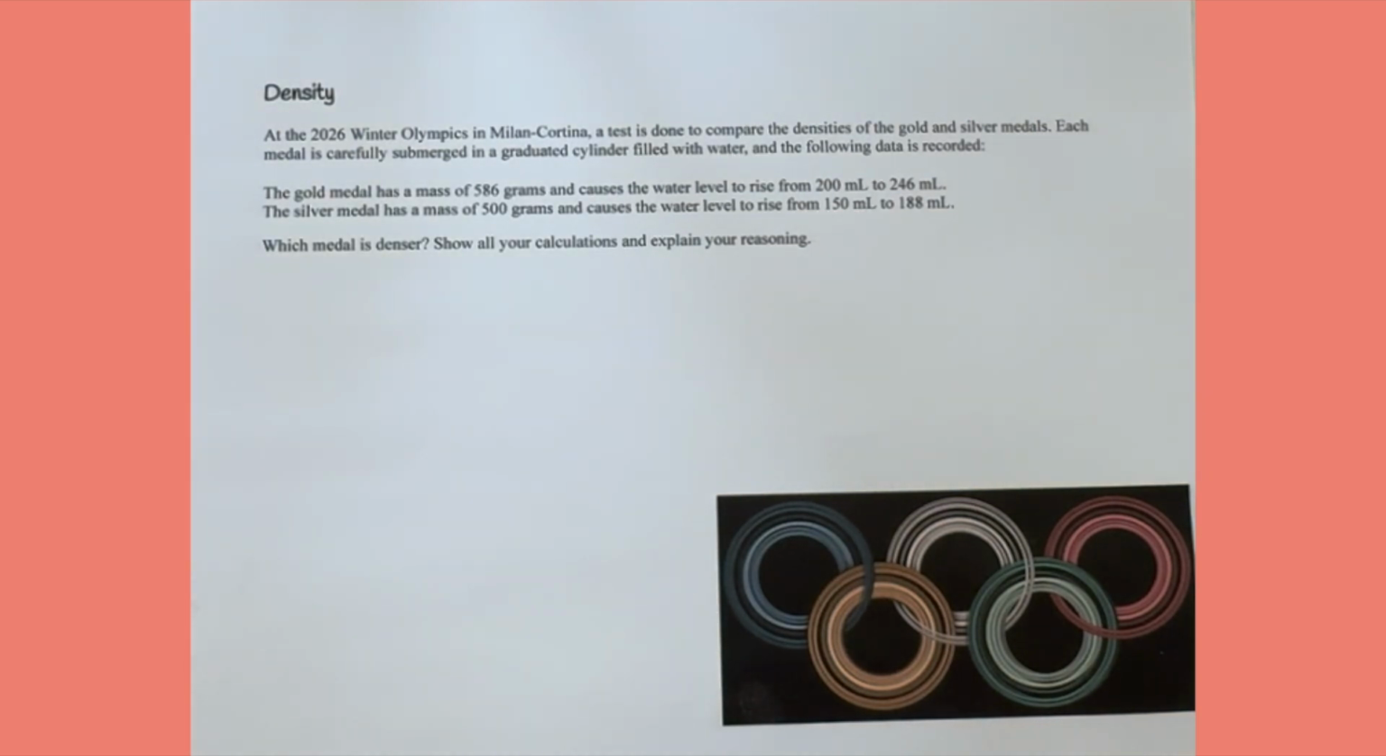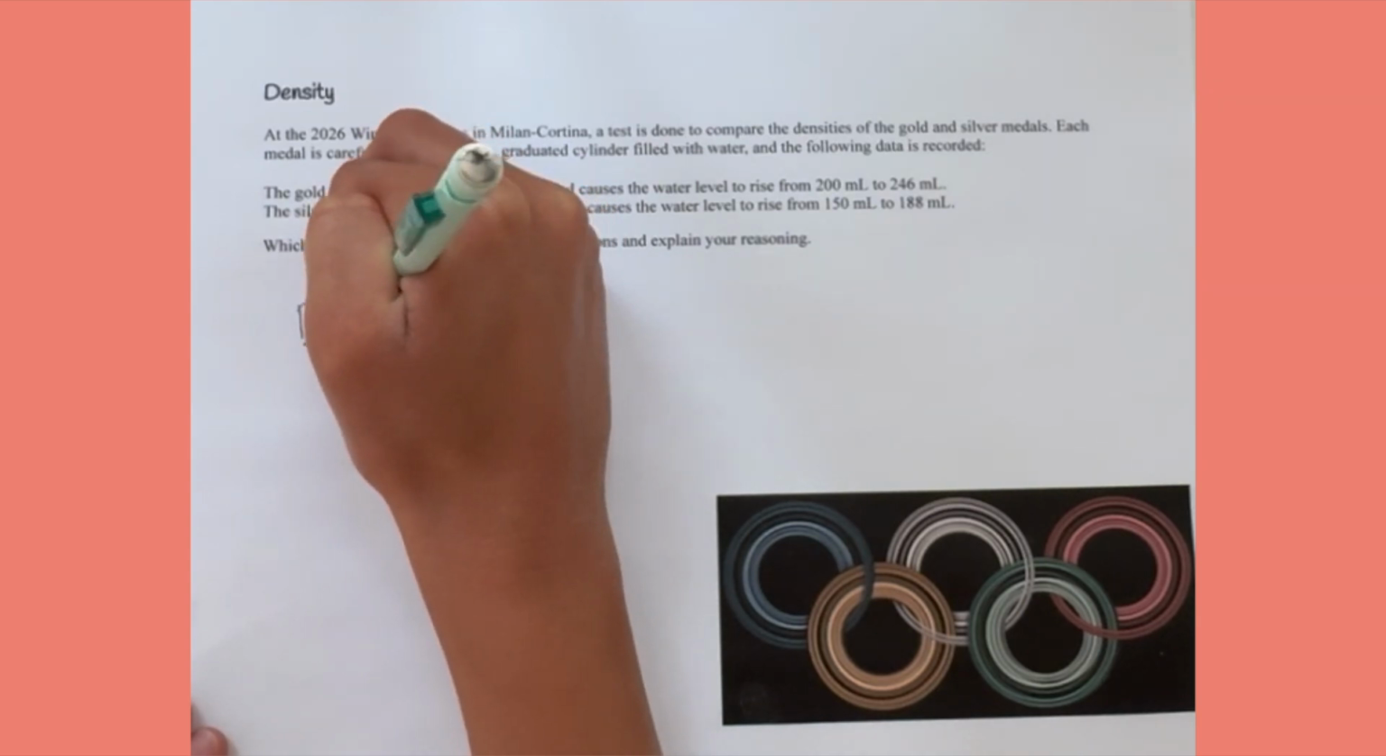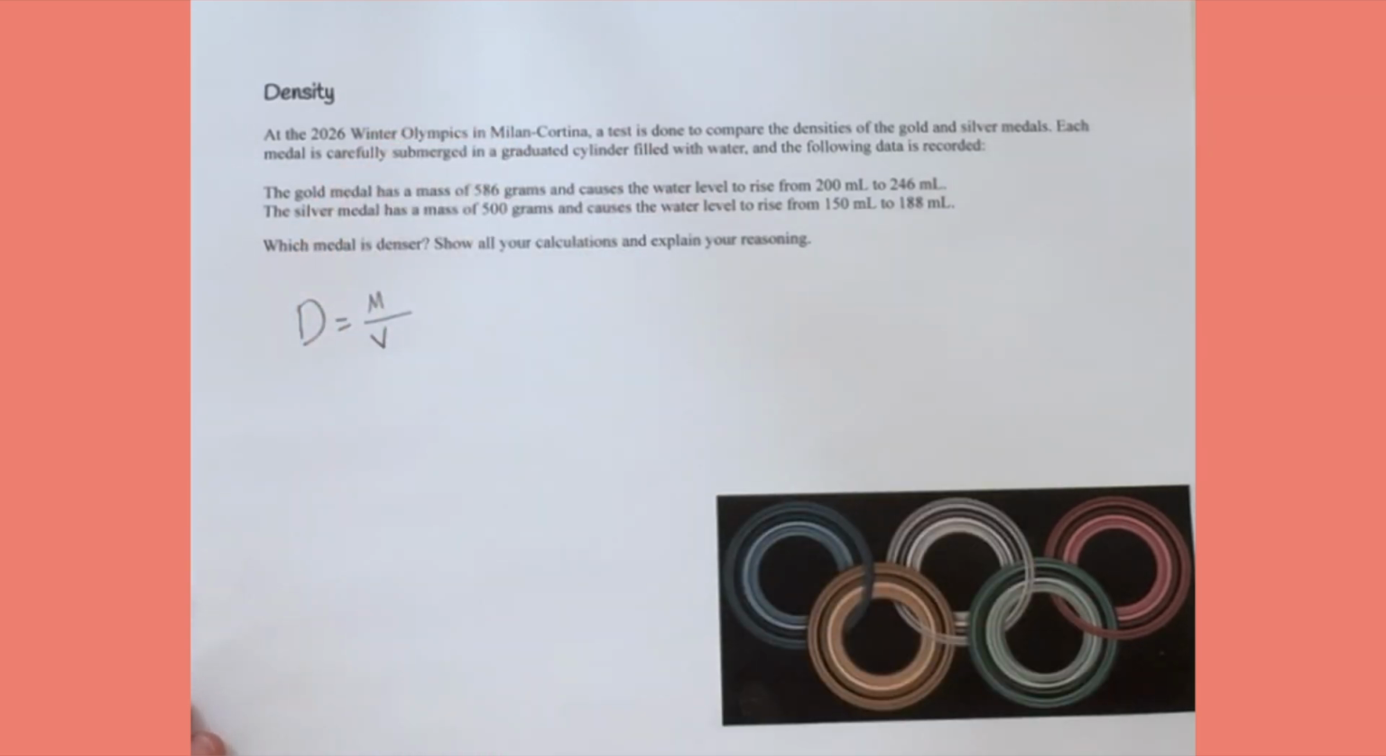So the formula we're going to be using today is D equals M over V. The D stands for density, the M stands for mass, and the V stands for volume. So basically, in order to find the density, we have to plug in numbers for M and V. Since it asks which medal is denser, I want to find the density of the gold medal and the silver medal and then compare.